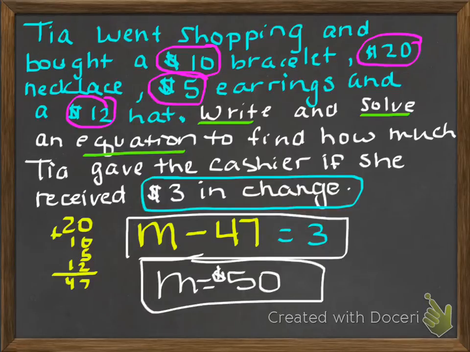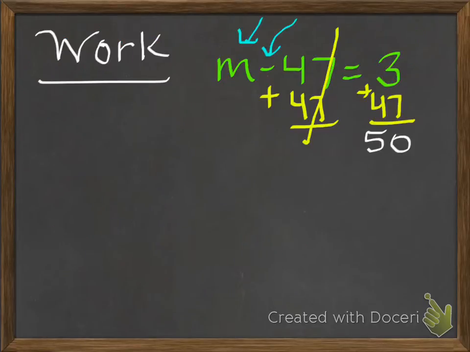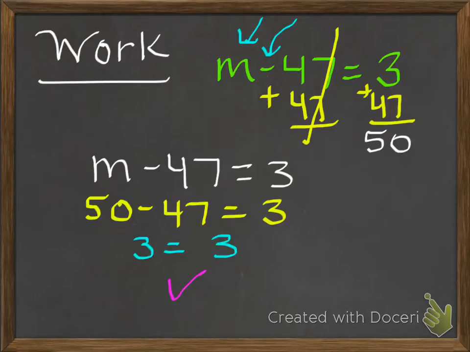Now, you would also want to make sure to check your answer. So back here, you're going to see that you should put in the $50 to your problem. So you'll start with the original, M minus 47 equals 3. Then you're going to substitute and solve. So now you can see where I've substituted the 50 in for the M, subtracted 47, and I do get 3 on both sides.